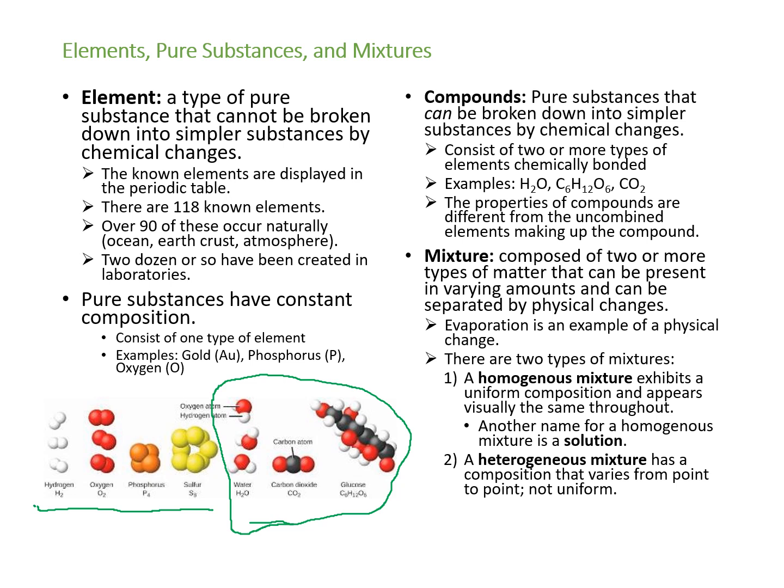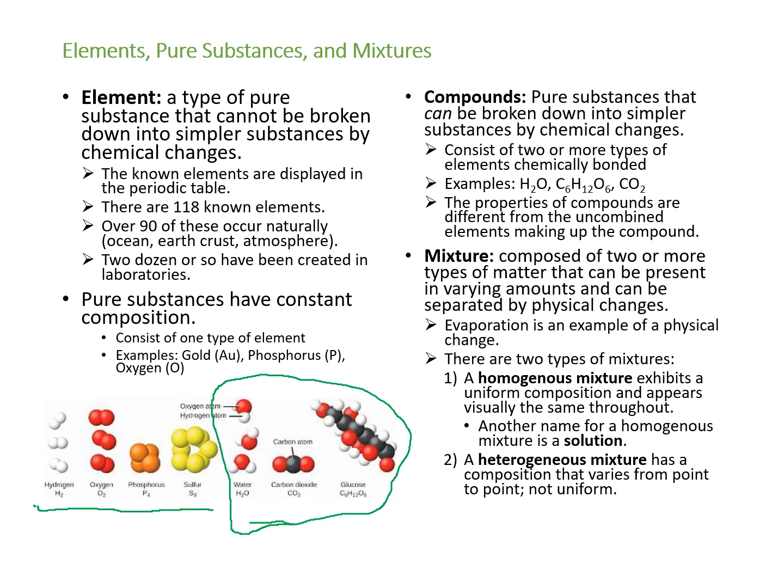Now there are 2 types of mixtures. We have a homogeneous mixture, which exhibits a uniform composition, and it appears visually to be the same throughout. So like water could be a homogeneous mixture. It appears to be the same throughout. And so another name for a homogeneous mixture would be a solution. And so we're going to talk about this more as we explore chemistry.